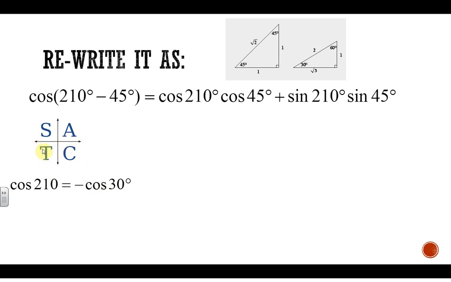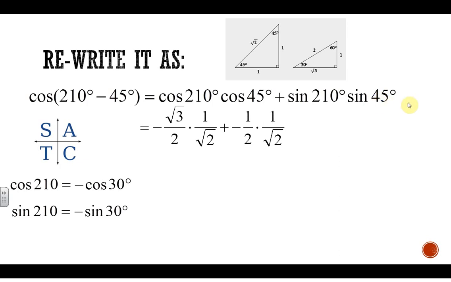It's in this quadrant. And the reference angle of 210, the difference between the angle and the x-axis, is 30 degrees. So cosine of 210 is the same thing as negative cosine of 30, if you're using your unit circle. Same thing with sine of 210. So all these values, again, are coming from that cosine of 30, but it's negative.